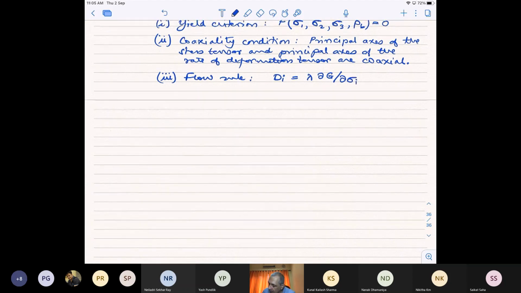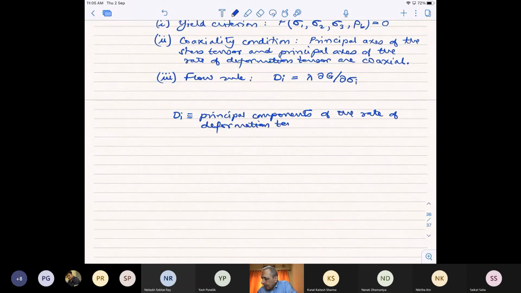Where d i are the principal components of the rate of deformation tensor, and sigma i are the principal stresses.